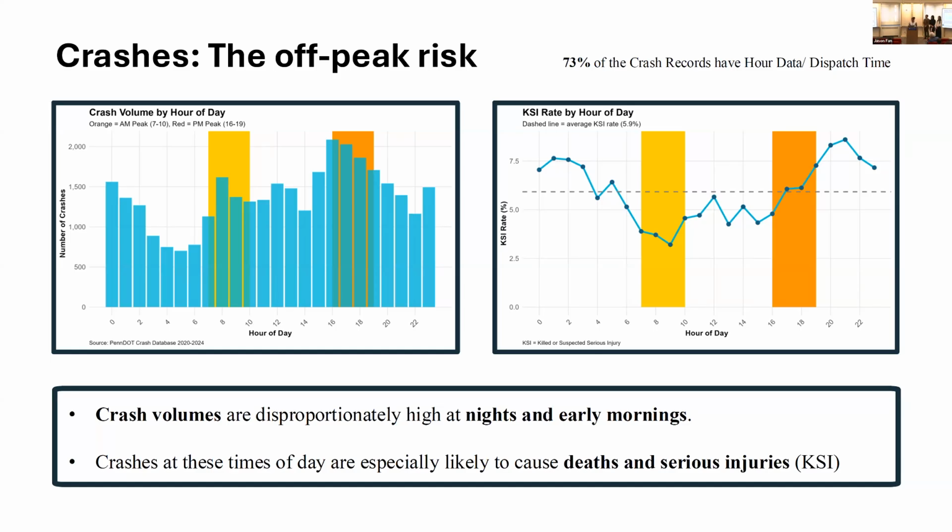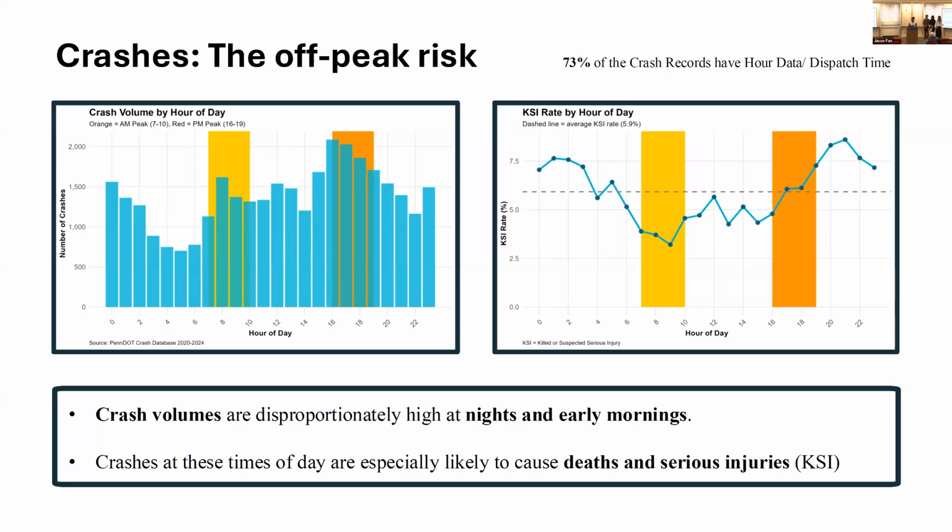The left chart shows crash volume by hour of day. The yellow and orange shading mark the AM and PM peak windows. The PM peak is the highest bar as expected, but look at the overnight hours, midnight through 5 AM. Crash counts are still running between 1,000 and 1,500 crashes per hour. That is disproportionately high for a period when traffic volumes are a fraction of peak.